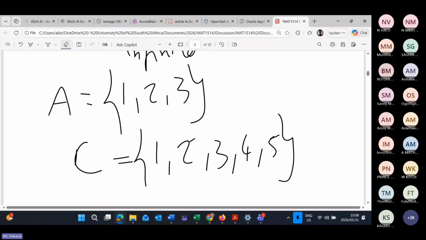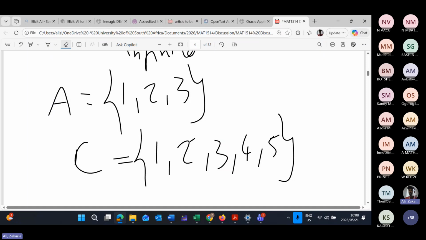A is a subset of C. And then what else do you have in C that you don't see in A? Yes, two elements, 4 and 5, are not in A.